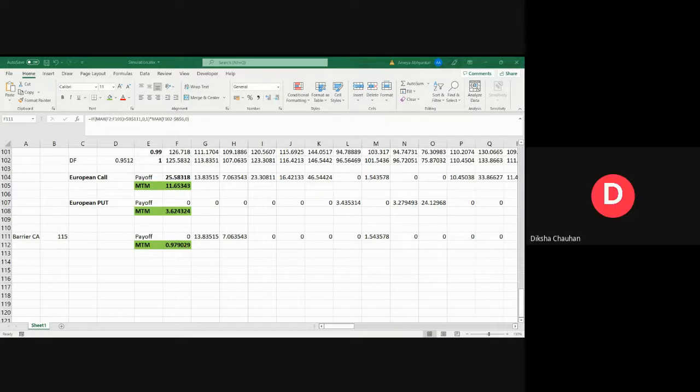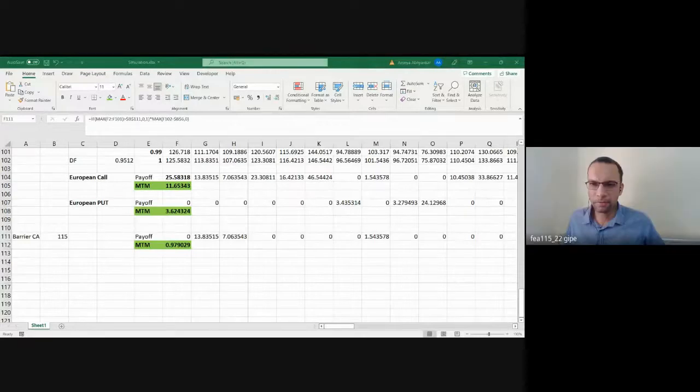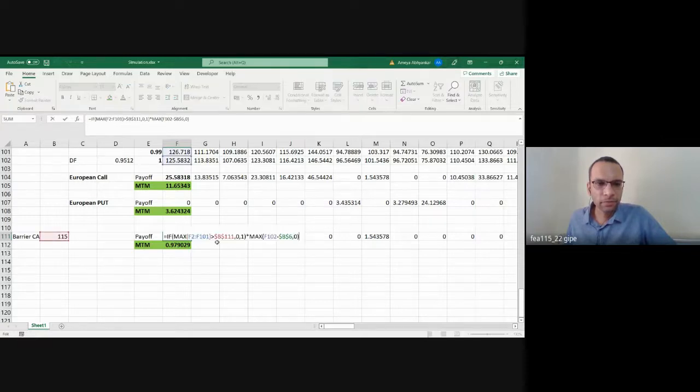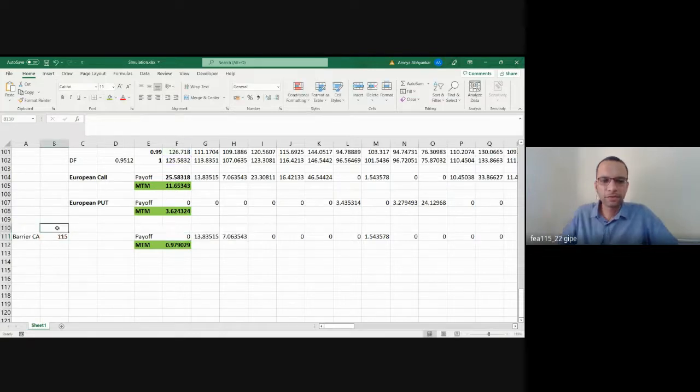So can you show the formula in B111? B111 is my, yeah, let me go back. So B111 is my barrier level. So I'm defining my barrier level as 115. So this is my barrier level. Oh, okay, sir.